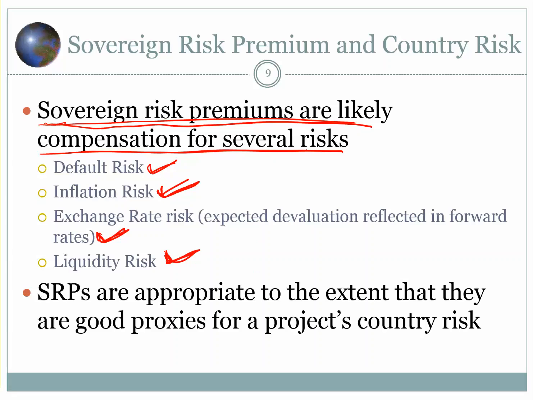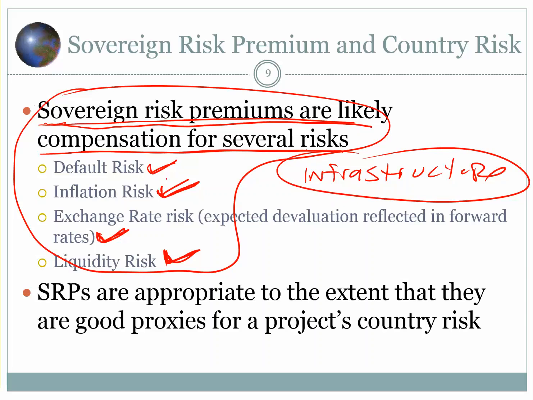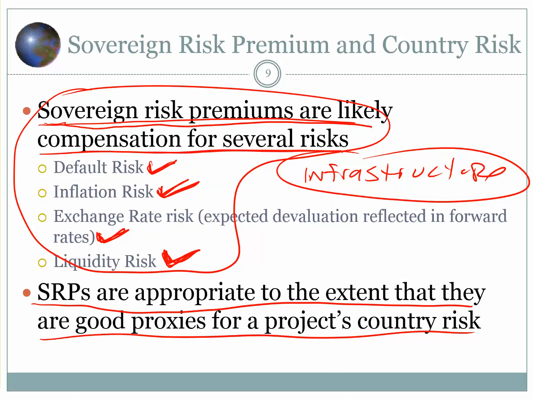So you're always concerned that the sovereign risk premium is not picking up things like infrastructure risk, which might be a major concern, but that's not a concern that bondholders have. They just want to get their money back in a strong currency and easily. So to the extent that sovereign risk premiums are measuring the things that you care about, it could be a good proxy for the risk of doing business in a country.